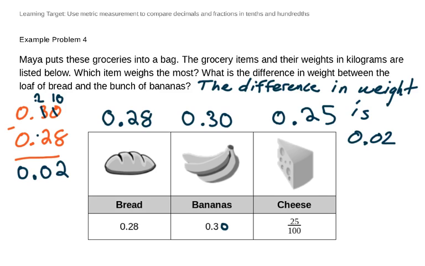Of, what are we measuring in? Kilograms. That is kg.